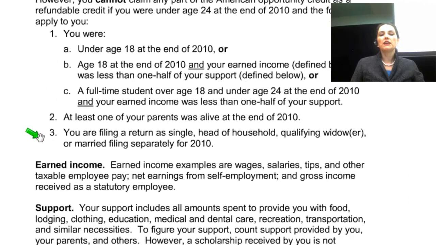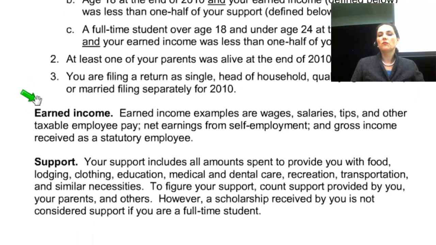So what does earned income mean? Earned income examples are wages, salaries, tips, and other taxable employee pay, net earnings from self-employment, and gross income received as a statutory employee. The best way to think of earned income is you earned it. You went out and you worked, and you got paid for it. That's the definition of earned income.